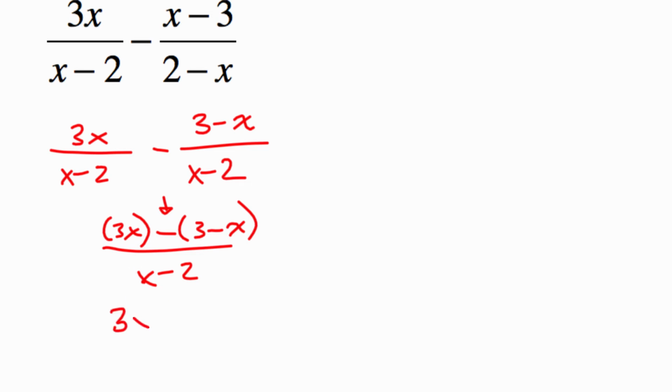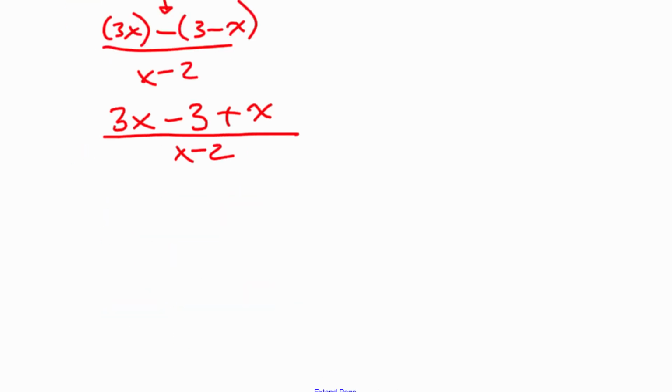Let's drop the brackets. So 3x minus 3 plus x. You see how we distribute that through? All over x minus 2. And finishing off, 3x plus x would be 4x. Take away 3 on the numerator over x minus 2 on the denominator. Okay, now that's another good one. Just a nice little trick there that you can use.